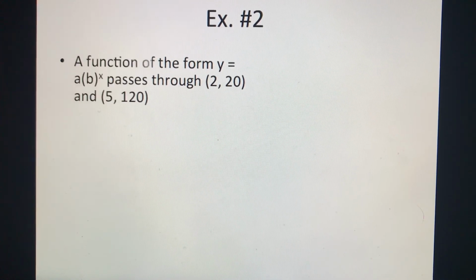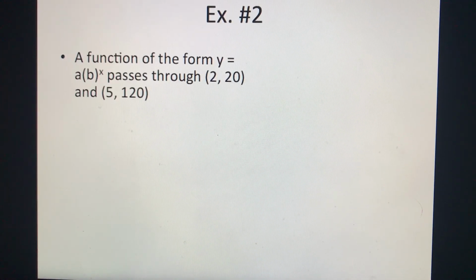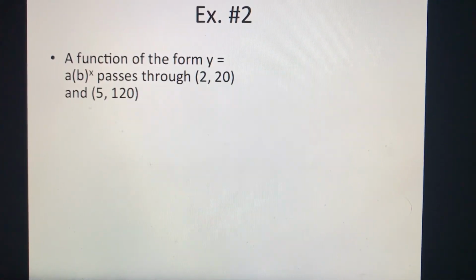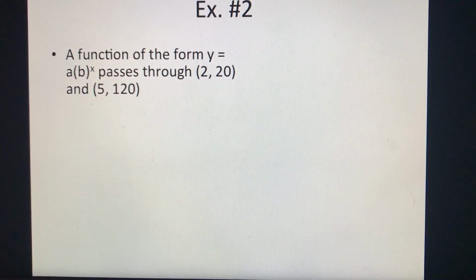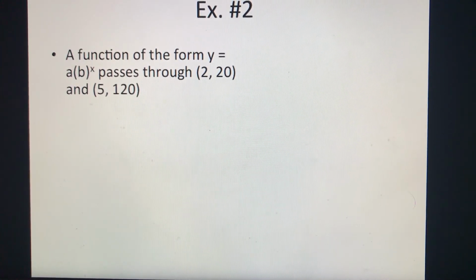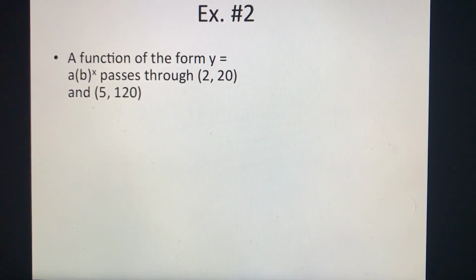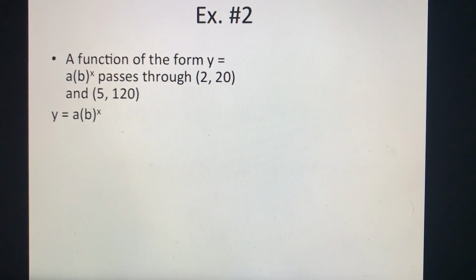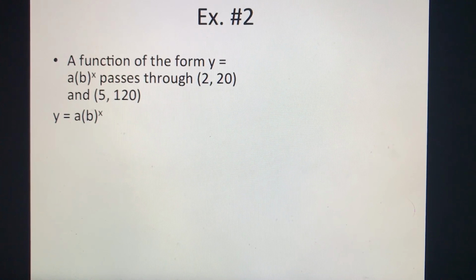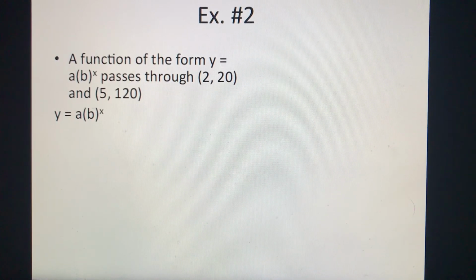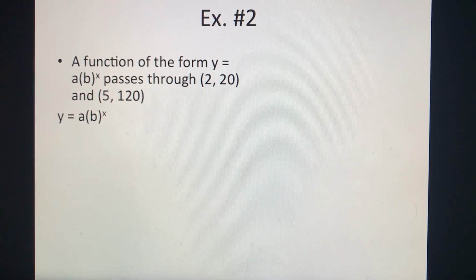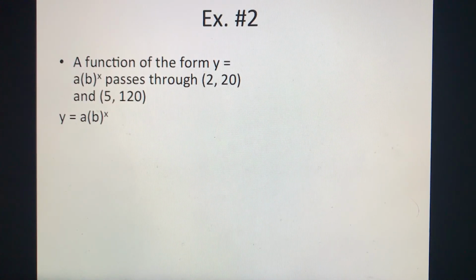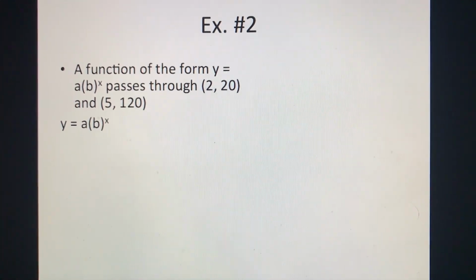A function of the form y equals a times b to the power of x passes through points (2, 20) and (5, 120). Now, just like example 1, we are going to be starting off with our equation y equals a times b to the power of x. But as you can see, there's no y-intercept in any of the values we've been given. So we're going to have to substitute in the 2 points into our equation. You're going to substitute in the y values and the x values for each point.